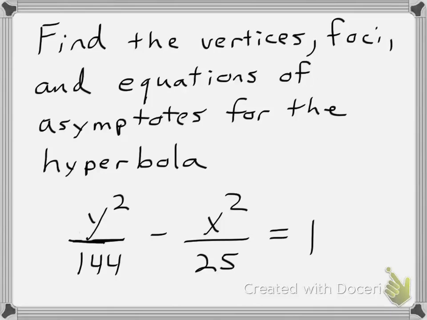Hello everyone. In this video I want to look at the question: find the vertices, foci, and equations of the asymptotes for the hyperbola y squared over 144 minus x squared over 25 equals 1.